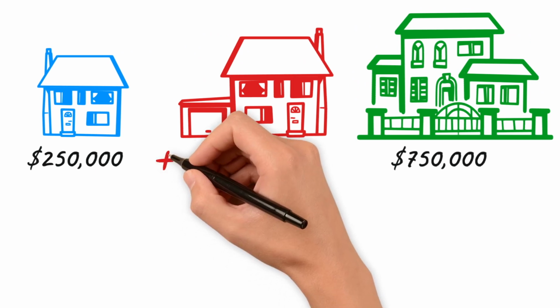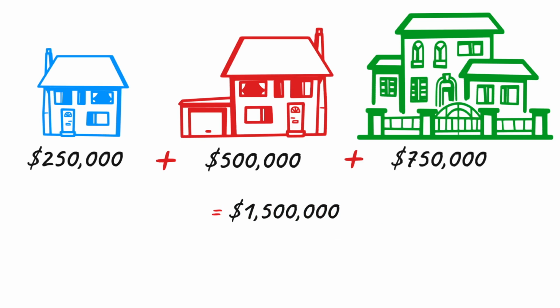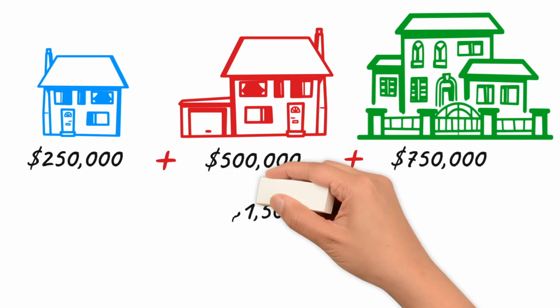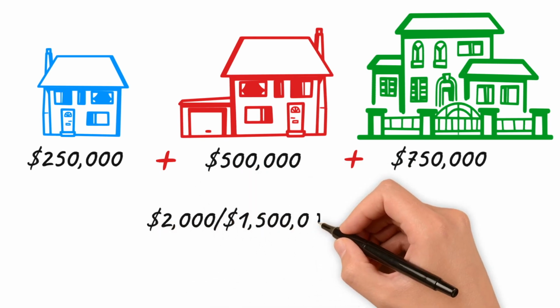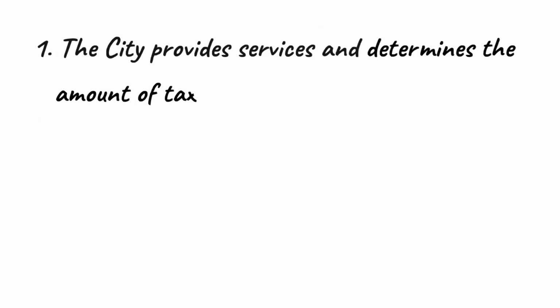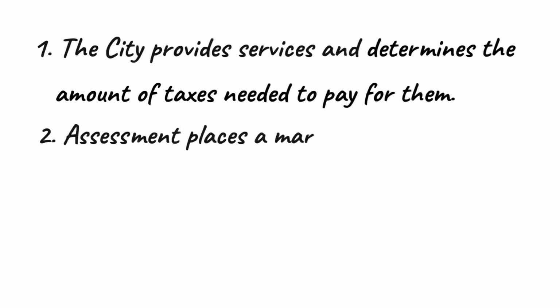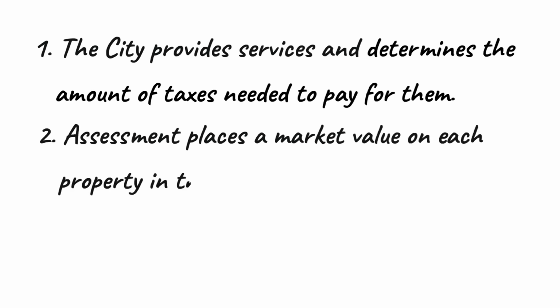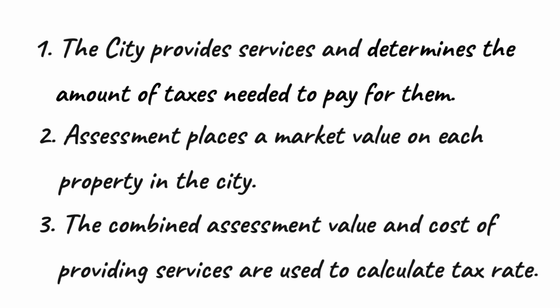Suppose the city needs to collect $2,000 in taxes to cover the cost of providing services to our 3 homes. To calculate the tax rate, we divide the cost of the services by the total assessed value of all properties. Let's recap what we've covered so far. 1. The city provides services and determines the amount of taxes needed to pay for those services. 2. Assessment places a market value on each property in the city. And 3. The combined assessed value of all properties and the cost of providing services are used to calculate the tax rate.